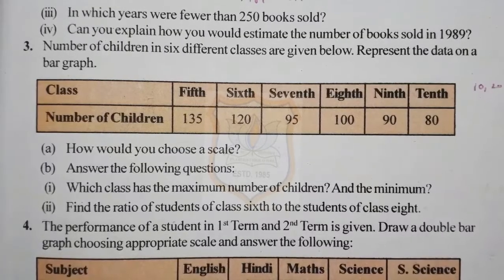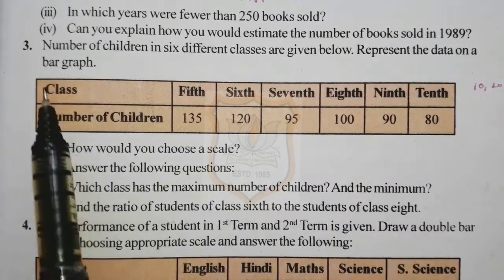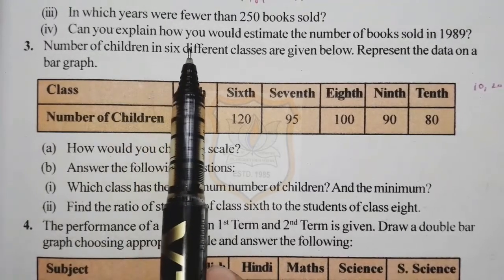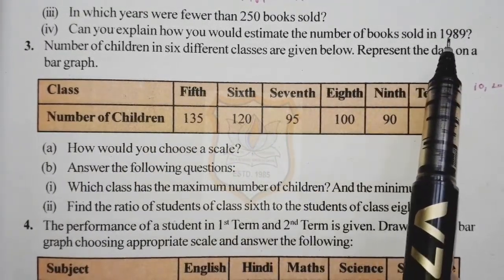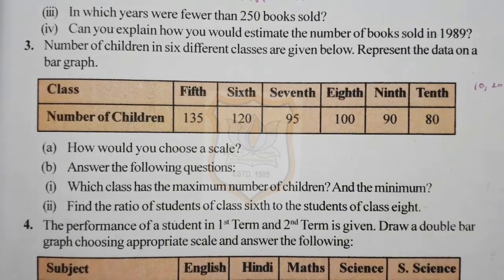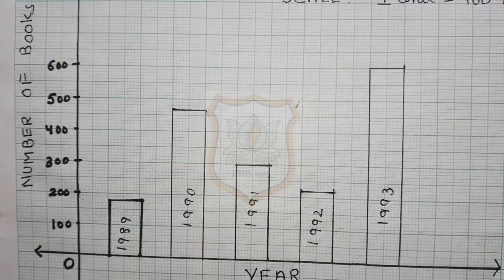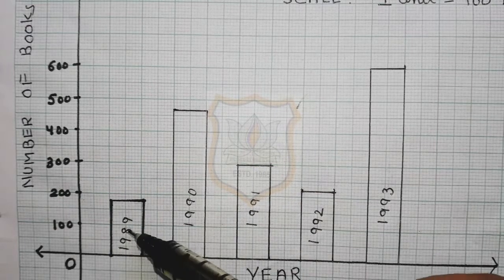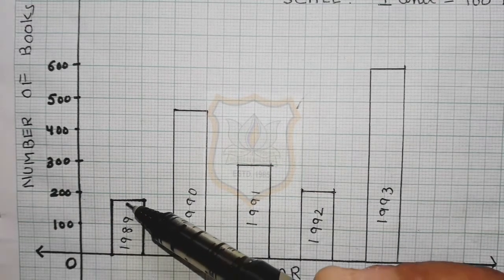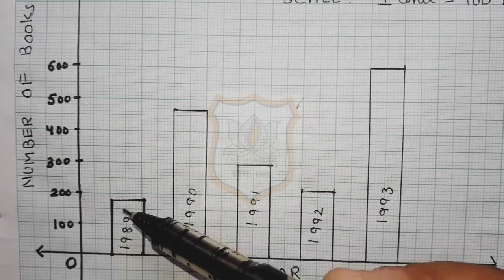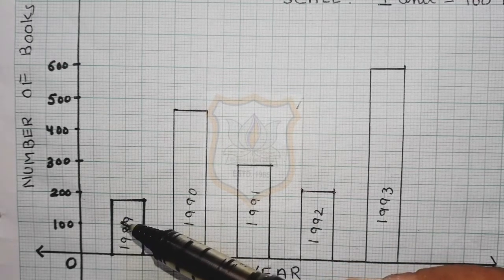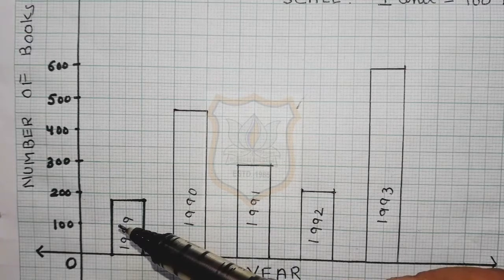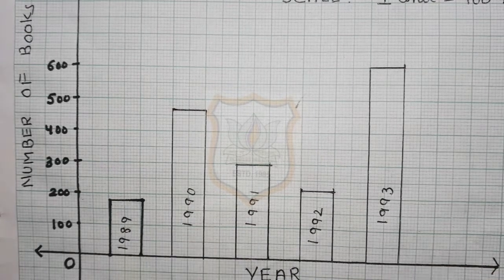Let's solve fourth part of question number 2, and that is, can you explain how you would estimate the number of books sold in 1989? By looking at the graph, we can tell that in 1989, 180 books were sold, and this we have calculated in part first of question number 2. Now I will explain to you how I have calculated it.